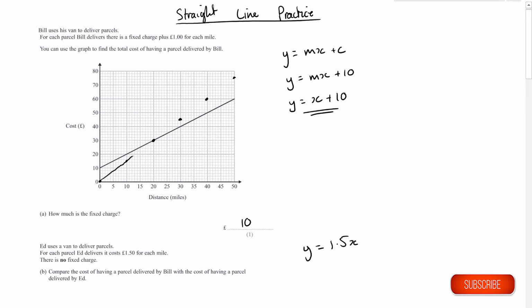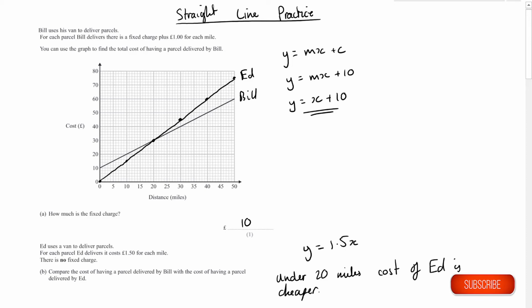So we can actually draw along the same axes the two graphs. So this one here is Bill and this one here is Ed. And what we can say now to compare them is we can say under 20 miles the cost is... sorry, not the same. The cost of Ed is cheaper than Bill at under 20 miles.